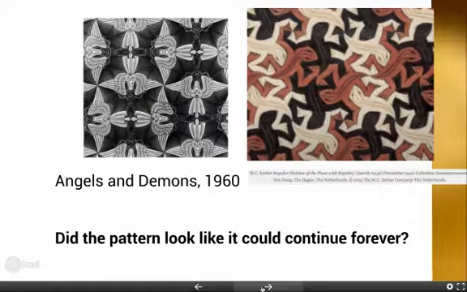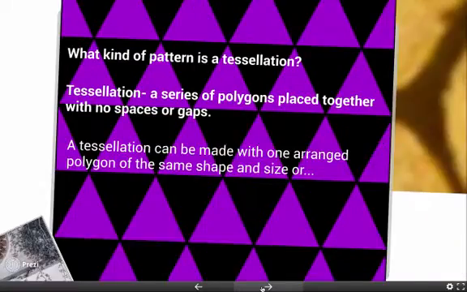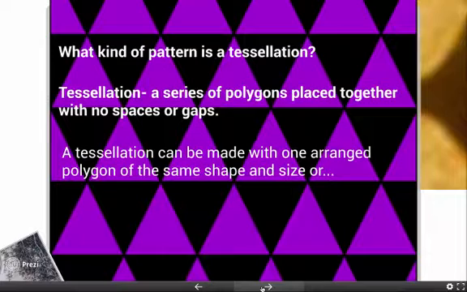It's possible that the patterns you saw look like they could go on forever. These specific patterns have representations of lizards. You've got a bat guy and an angel. Now, what kind of pattern do you think this is? That's right, you probably guessed it. It is a tessellation.